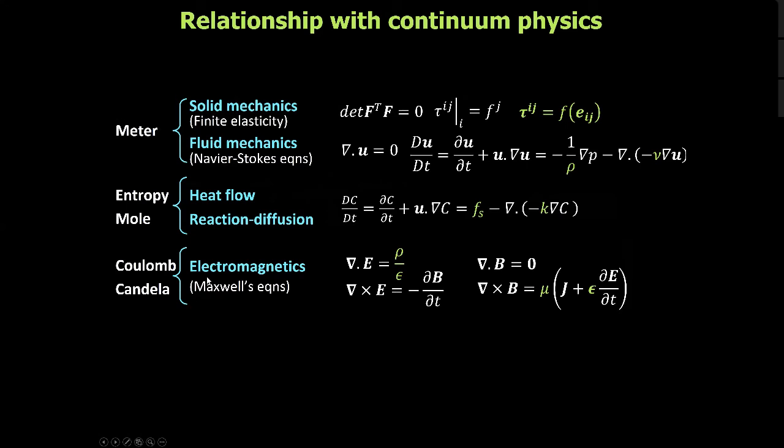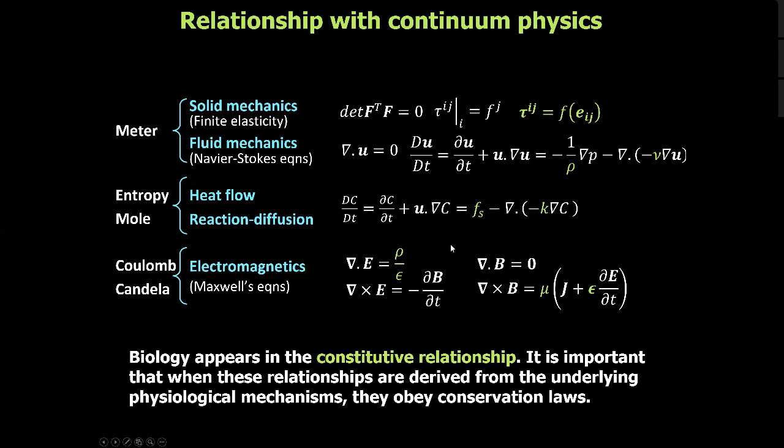In the case of electrical systems or electromechanical systems, Maxwell's equations, dealing with coulombs and candela, and now the physical entities are shown again here in green. And for biological problems, those green highlighted parameters are where all the action is. Everything else is just the conservation laws of nature. But where the really interesting biology comes in is in these empirical relationships.